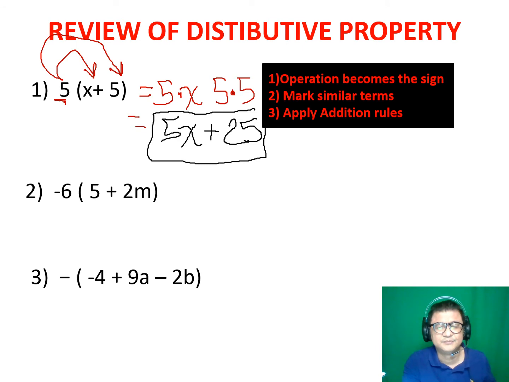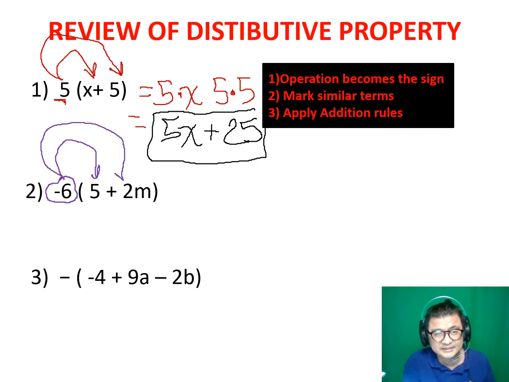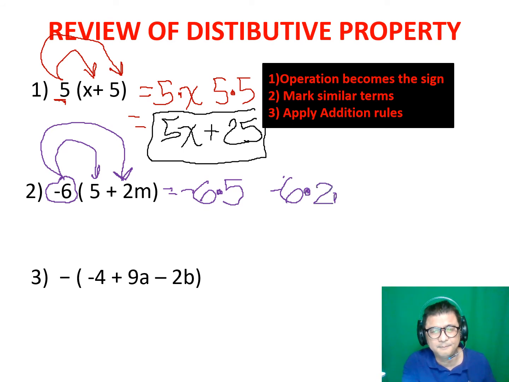Okay, again, distributive. Remember, that's a negative 6. Don't think of it as positive 6. Always include the sign. Multiplied by this and multiplied by that. That's a positive 2. So how do I write it? That becomes negative 6 times 5. Put a dot. Don't use the times symbol because it might look like an X. The other one is negative 6 times 2m.